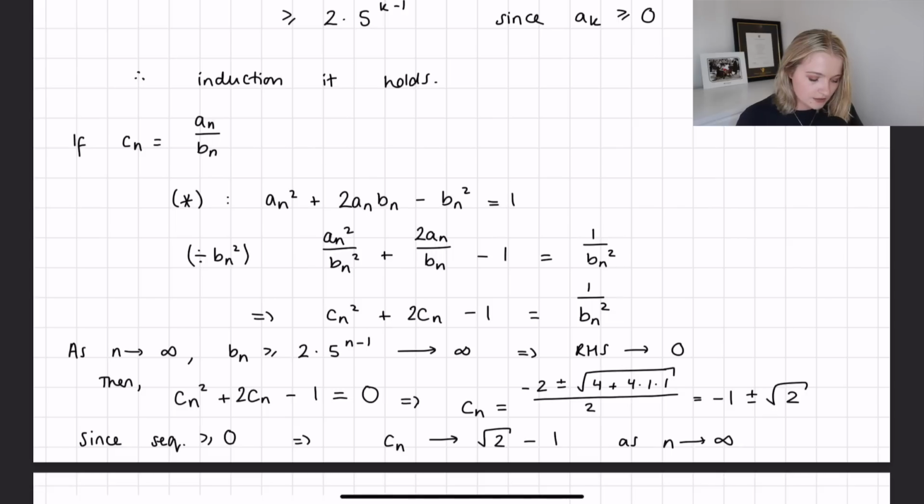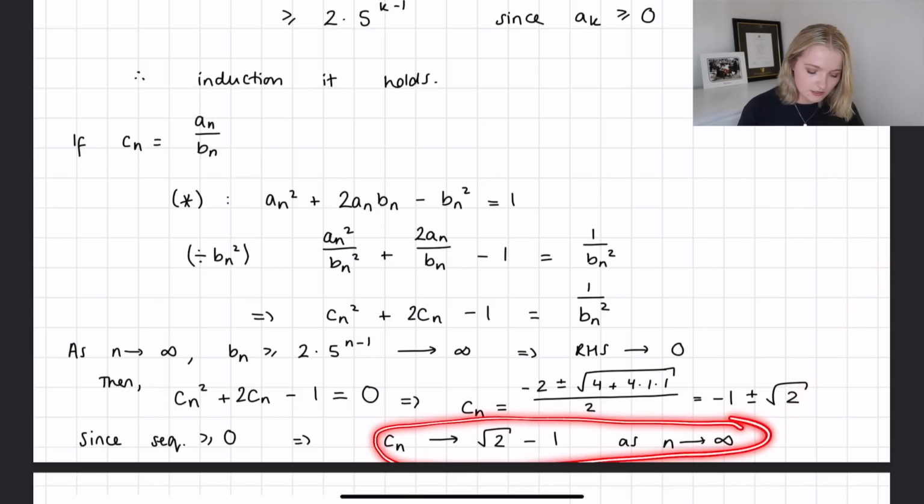So what we can do is note that this is a quadratic formula. And we can essentially find roots for this. So using the classic quadratic formula, we can find the roots for Cn. We find that it equals this. And because obviously the sequence is greater than or equal to 0, we deduce that we must take the positive part, not the negative. And so we end up with root 2 minus 1 as n tends towards infinity. And there we have it. We've answered that question and we've proved that this does indeed hold true.